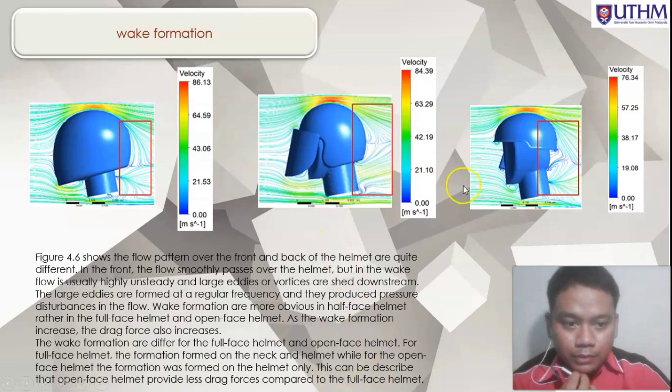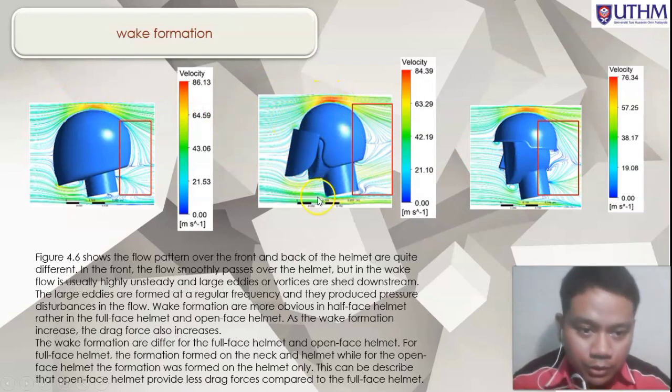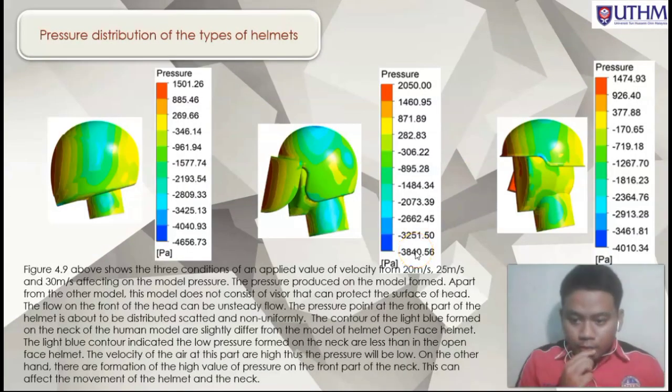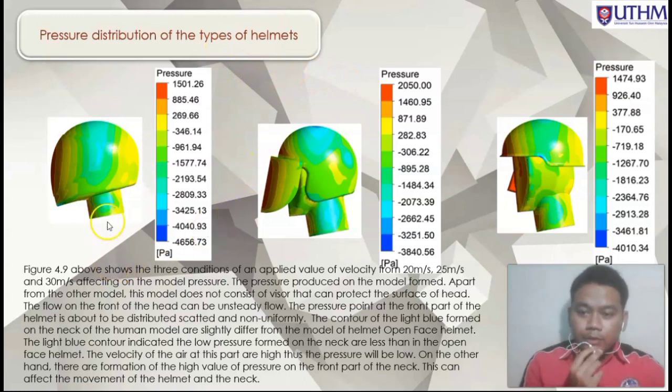So basically, the wake formation will affect the drag force also, rather than velocity on the upper streams of the helmet. Okay, and next we move to the pressure distribution of the types of helmet. So first we have full face helmet, open face helmet, and half face helmet.